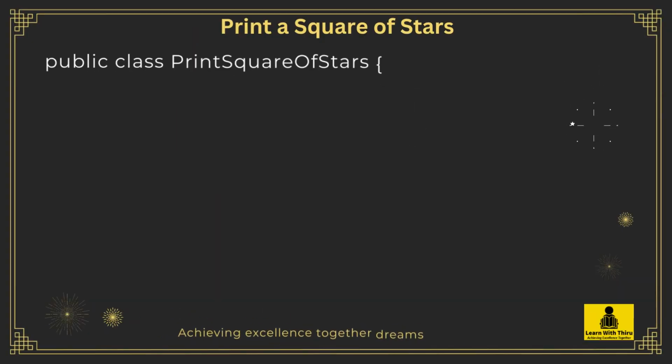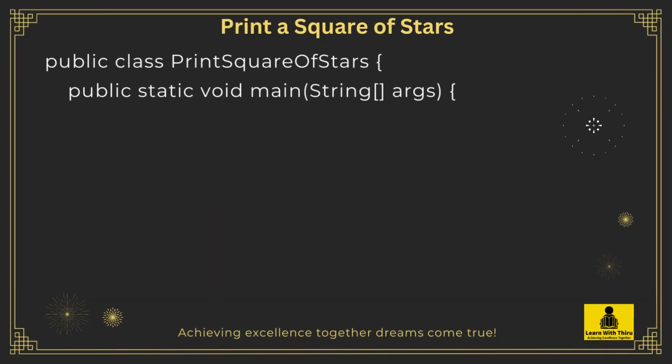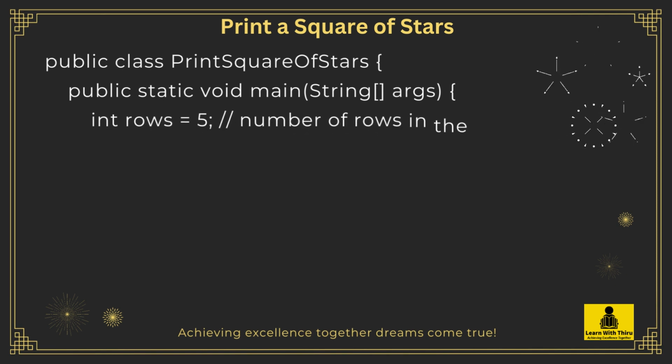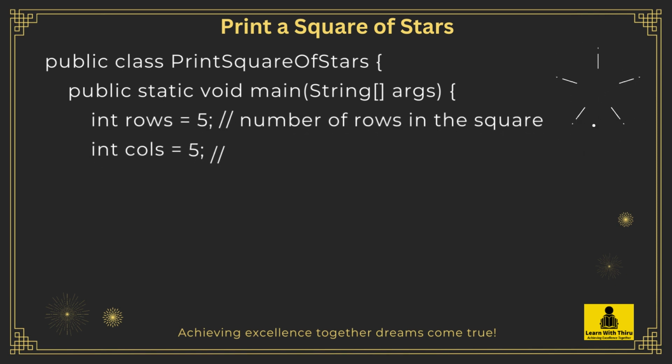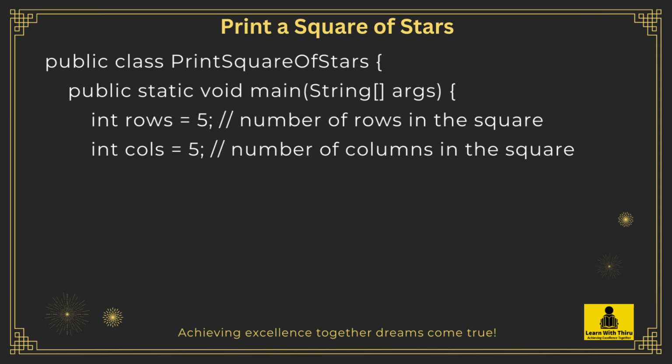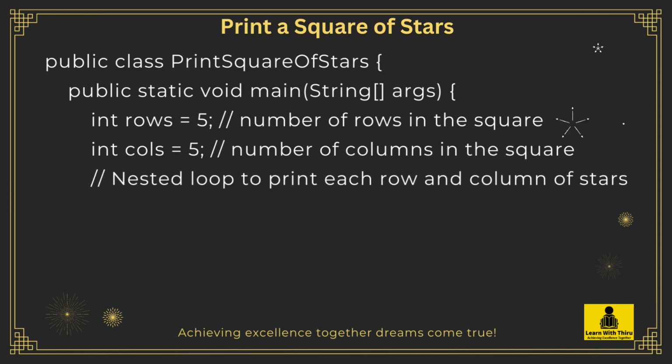Print a square of stars. Public class PrintSquareOfStars. Public static void main, String[] args. int rows = 5; // number of rows in the square.